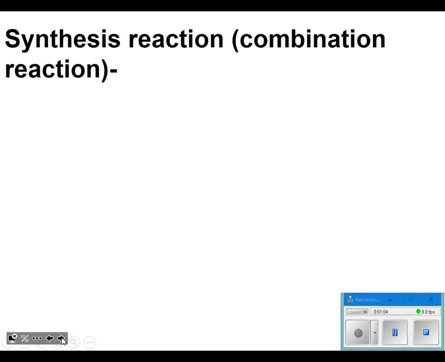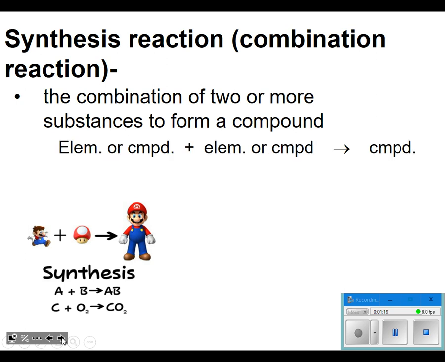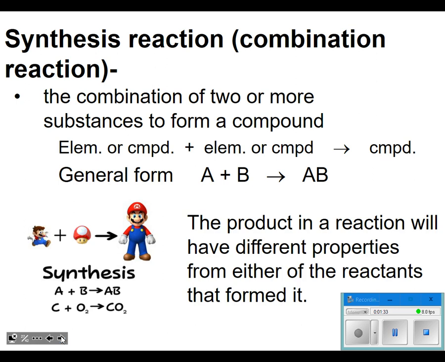All right. So a synthesis reaction, which is also known as a combination reaction, is really just the combination of 2 or more substances to form a compound. So you'll always have 2 or more reactants, but you'll only have 1 product. The basic, general form of it will be A plus B yields AB. So again, there's multiple reactants, but just a single product. The product in the reaction will have different properties than either of the reactants that formed it.